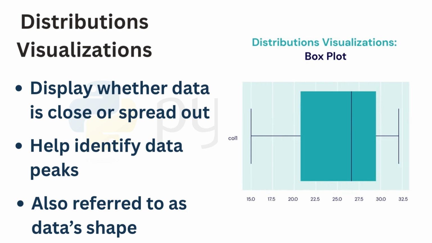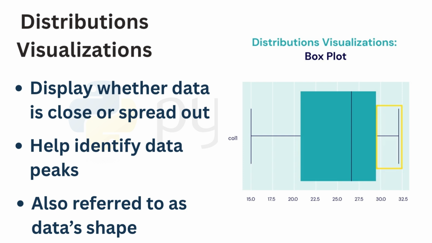Here we can observe that half the data falls approximately between 21 and 29, represented by this center box. This is typically referred to as the interquartile range, or IQR, because it covers the second and third quartile, 25% to 75%. That leaves 25% of the data on the left side going down to about 15. The other 25% of the data on the right side goes up to about 32.5.